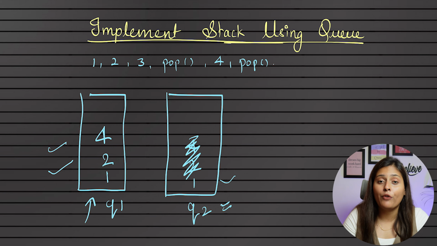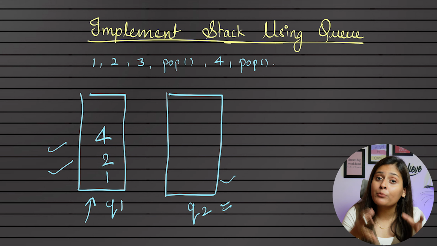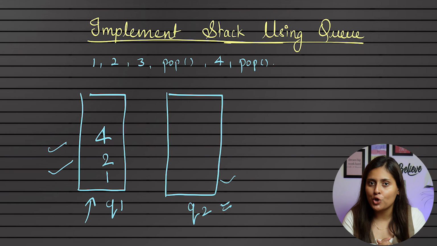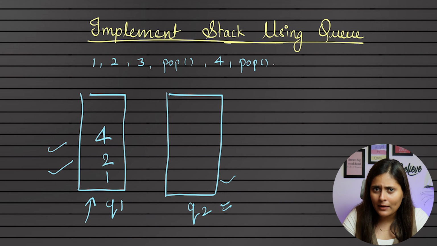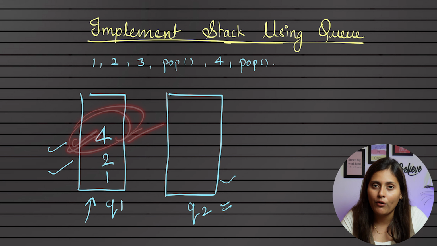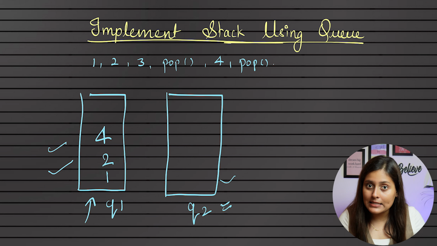That is actually taking O of n time complexity when we are doing the push operation, correct? But for popping and peeking, we'll simply do from this top element, that will take only O of 1 time complexity. So whatever discussed, let's code for it.